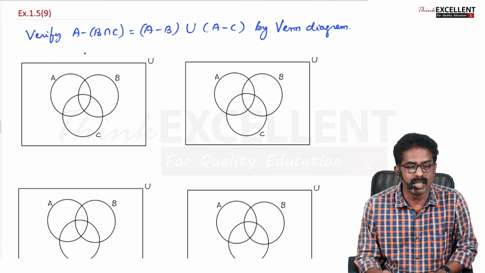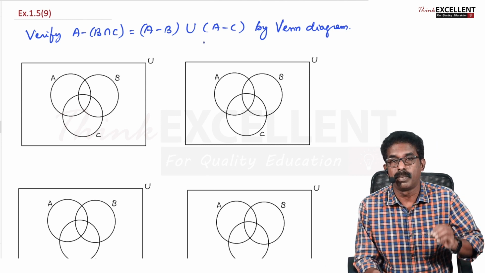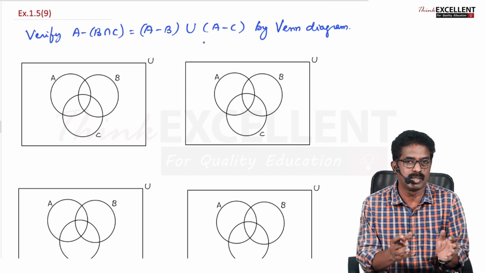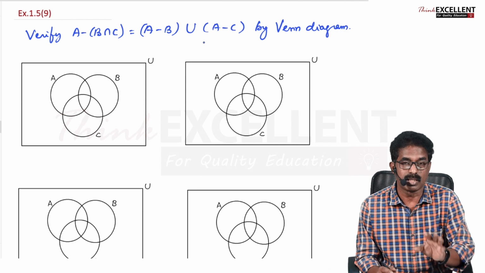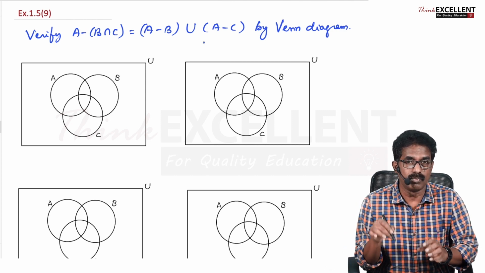Listen. Verify A minus B intersection C is A minus B union A minus C. So already I have drawn the diagram, I'm just going to share it. But you have to practice a lot of questions. See that you are finishing these types of questions in at least 7 minutes. These are all 5-mark questions.